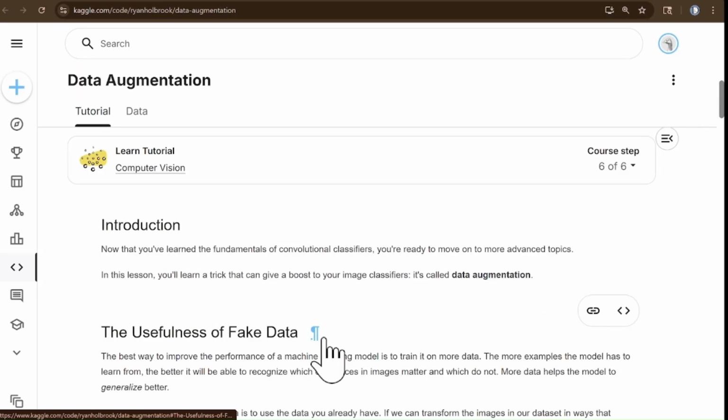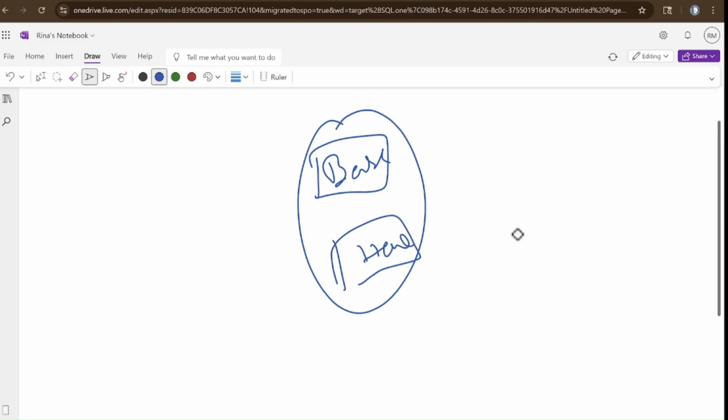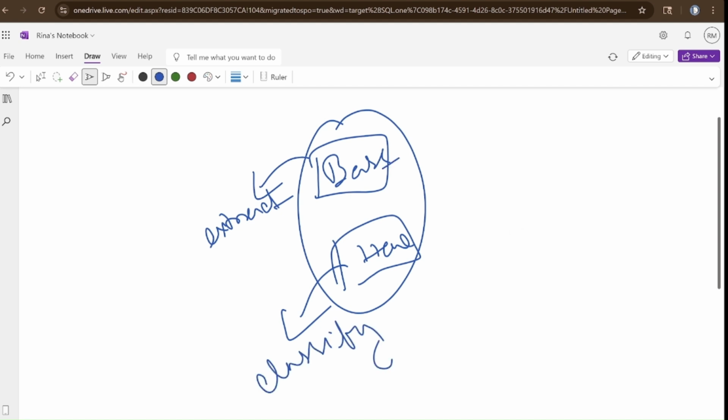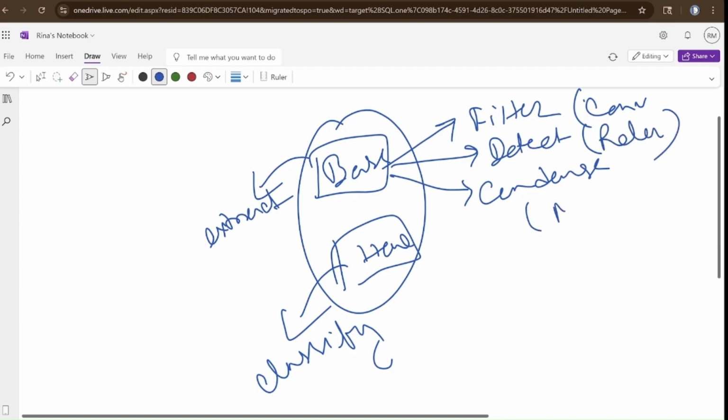So as of now we have learned the fundamentals of the convolutional classifier. Let me give you a small recap. A convolutional classifier has two parts, one is the base, another one is the head. The base part is used to extract the features from the image, and the head part is used to classify the image. Here we use filter, detect, condense, using the convolutional layer, ReLU, and max pooling. In the head part we do flatten and dense.